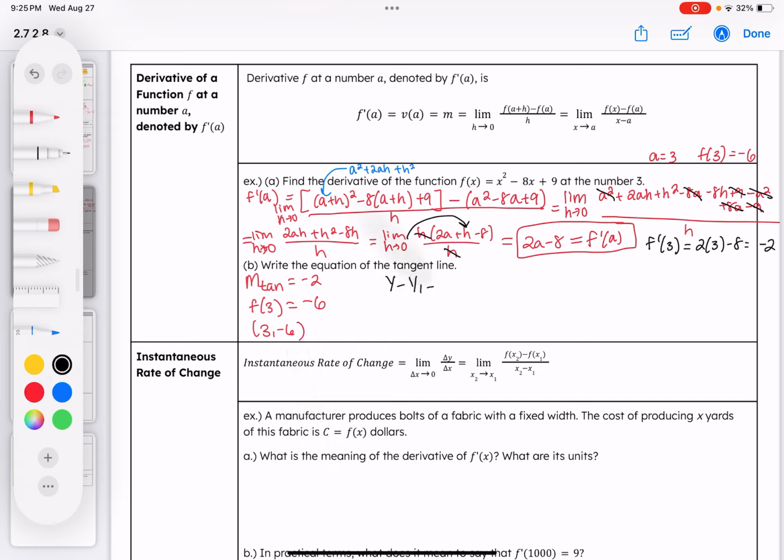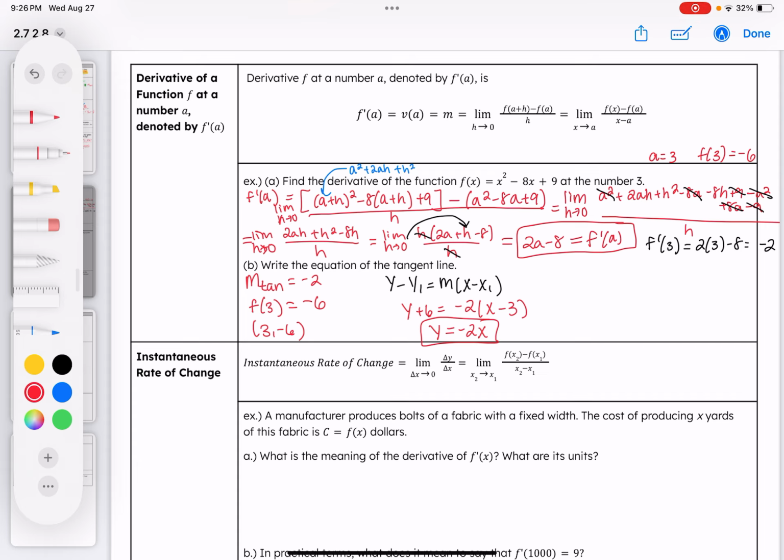Your equation of your tangent line comes from point slope form. So I have y plus 6 equals -2 times x minus 3. When I put this in slope intercept form, you have y equals -2x.